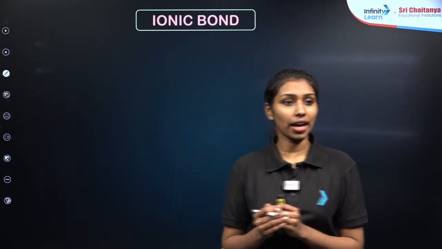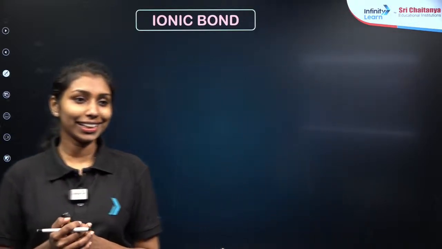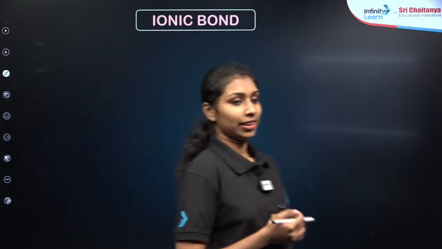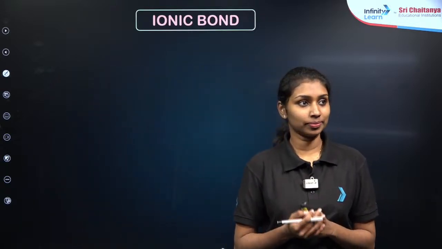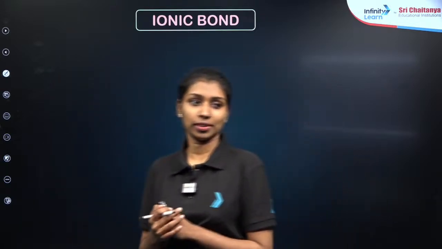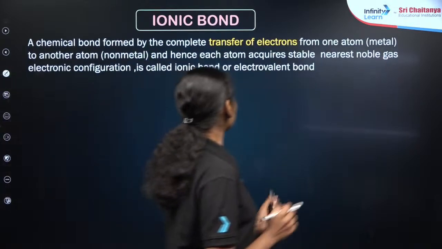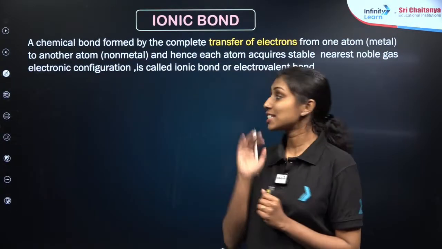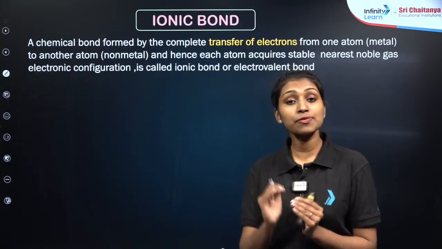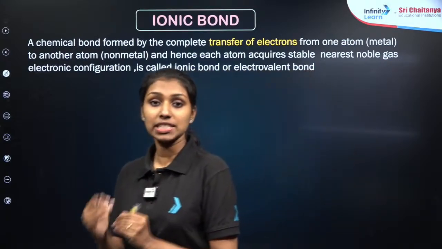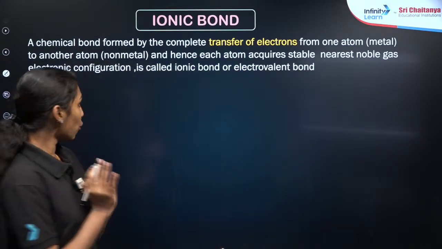What do you mean by an ionic bond? The ionic bond is defined as the chemical bond which is formed by the transfer of electrons between the atoms, right? The transfer of electrons.